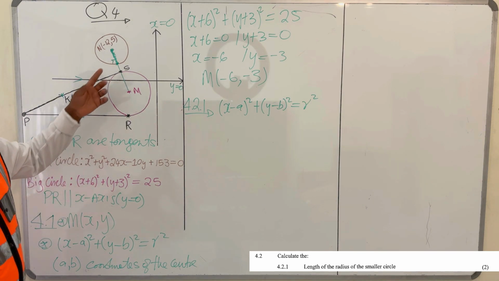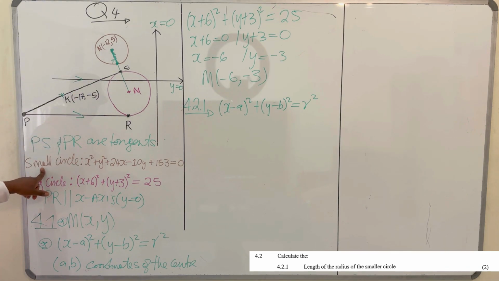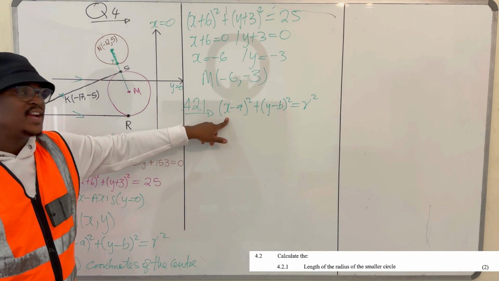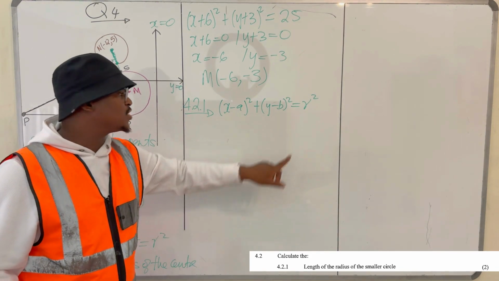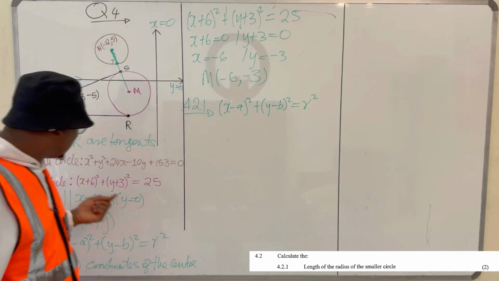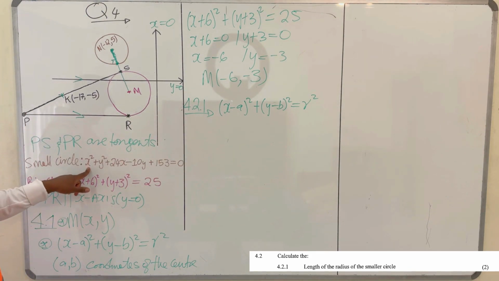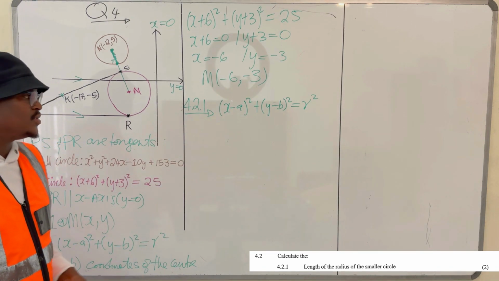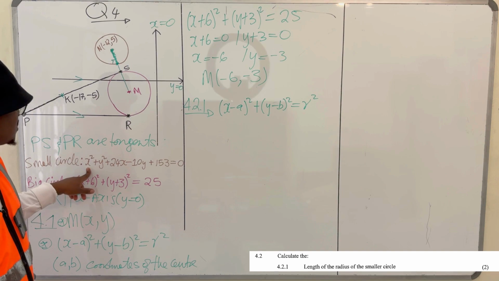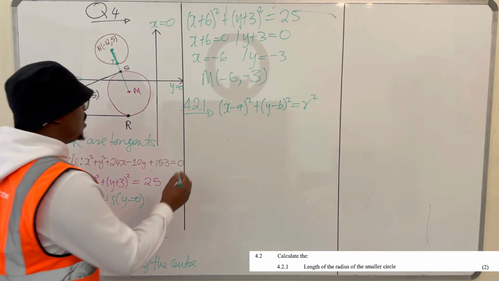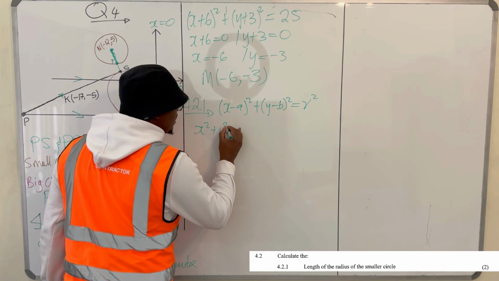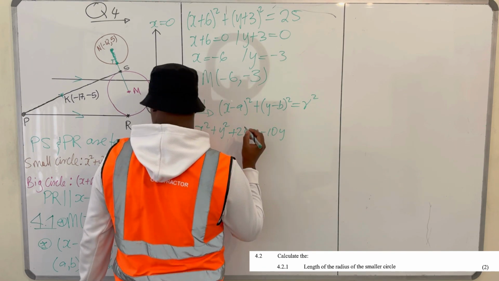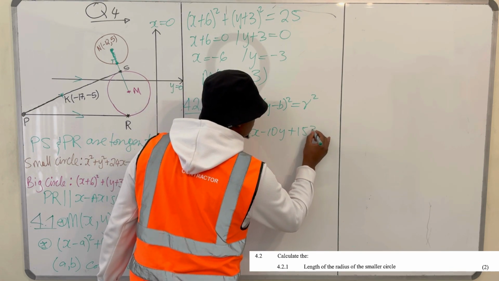So, we do have the equation of the small circle. Here it is. It's the brown one here. So, if we can write this equation of the circle in this form, then we'll be able to see the radius, or the square of the radius. So, let's complete the square on this equation so that it looks like this. How do we do that? Let's write this equation here. We have x squared plus y squared plus 24x minus 10y plus 153 is equal to 0.